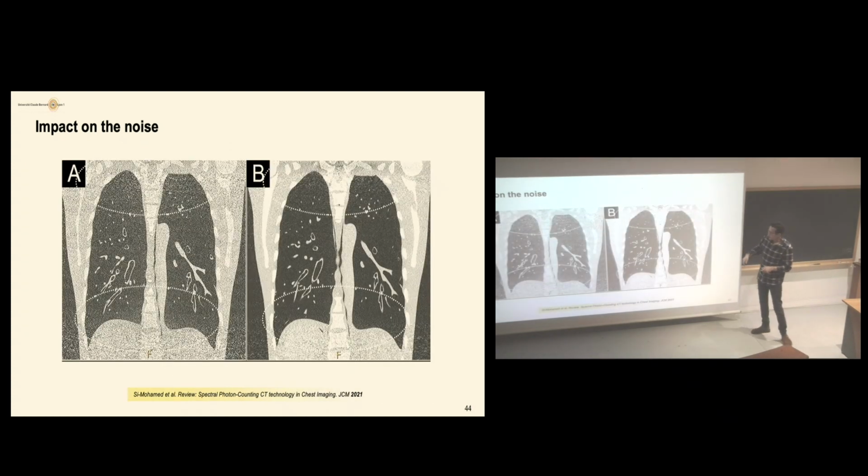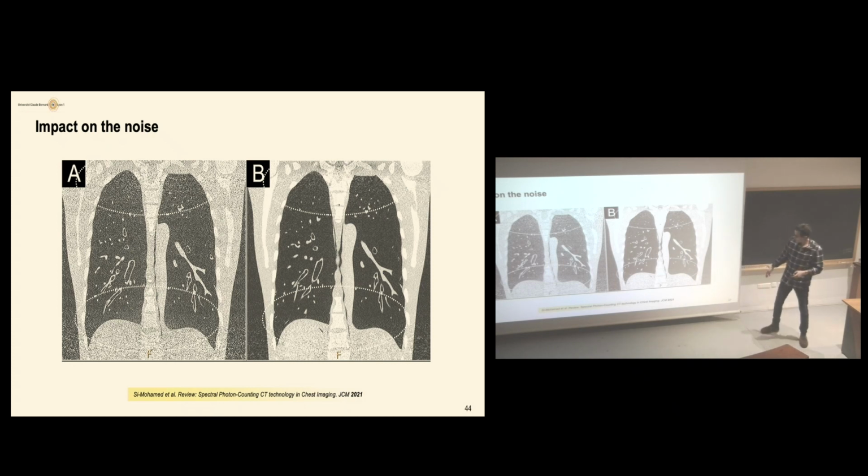So here it's an anthropomorphic phantom. It's a Japanese anthropomorphic phantom, where you see the difference between standard CT using filter back projection and spectral CT, where you see that you have less noise, particularly on the top and the bottom. On the top, you have the shoulder, you have a lot of attenuation that increases the noise and the beam hardening, and here also as well, where you have the spleen and the liver.